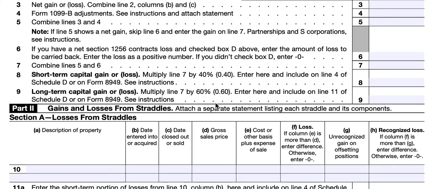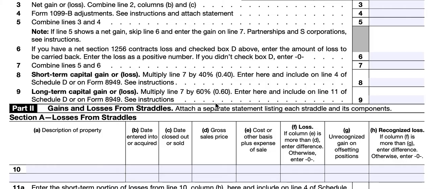Straddles are basically offsetting positions with respect to traded property. If there's a substantial decrease in the risk of loss to a taxpayer holding a position because they also hold other positions, or a related party does, then they might be offsetting and part of a straddle. If the identified straddle is properly established, then the other positions won't be treated as offsetting. This is important because there are specific rules that apply to straddles.